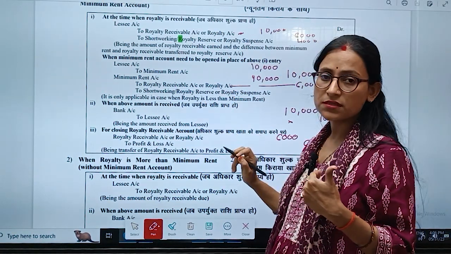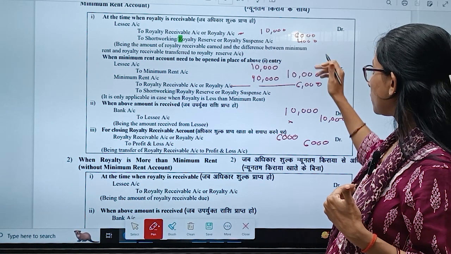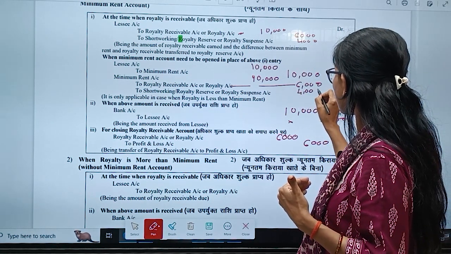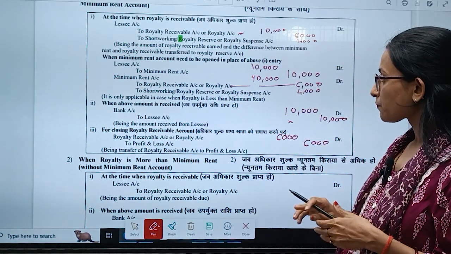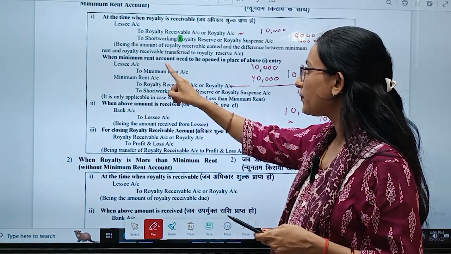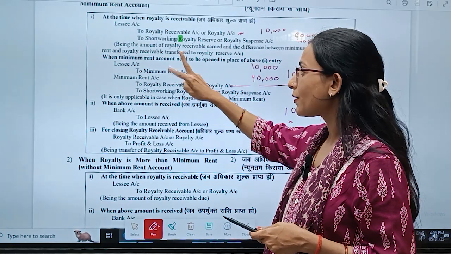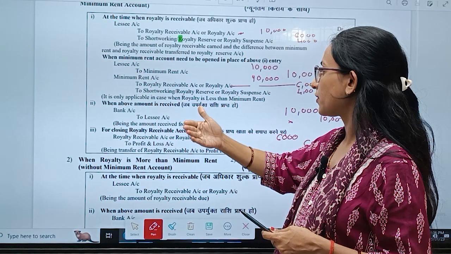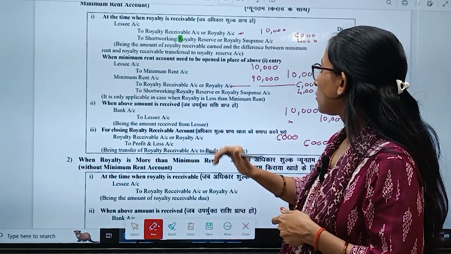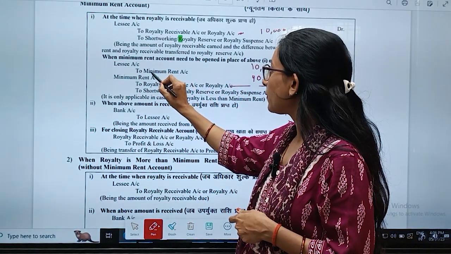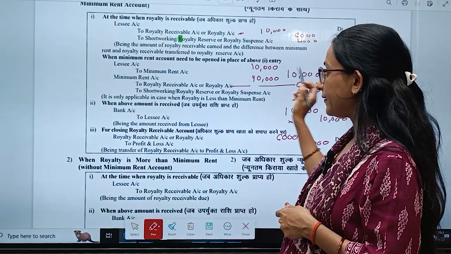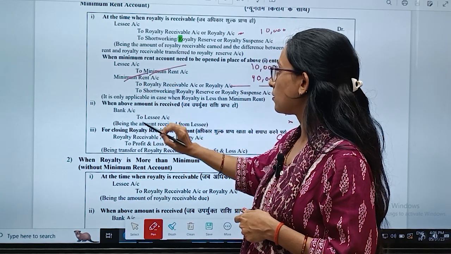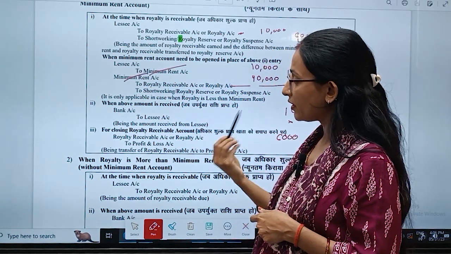And the short working reserve, the reserve amount that the lessee has paid from his own pocket, is 4,000 rupees. If we see, when in the question the minimum rent account has to be opened, we have to pass two entries. One is of the payment, the other is of transferring. When we pass these two entries, the minimum rent account here is credited, so it cancels. Here it is debited, so it cancels. So what entry will remain?